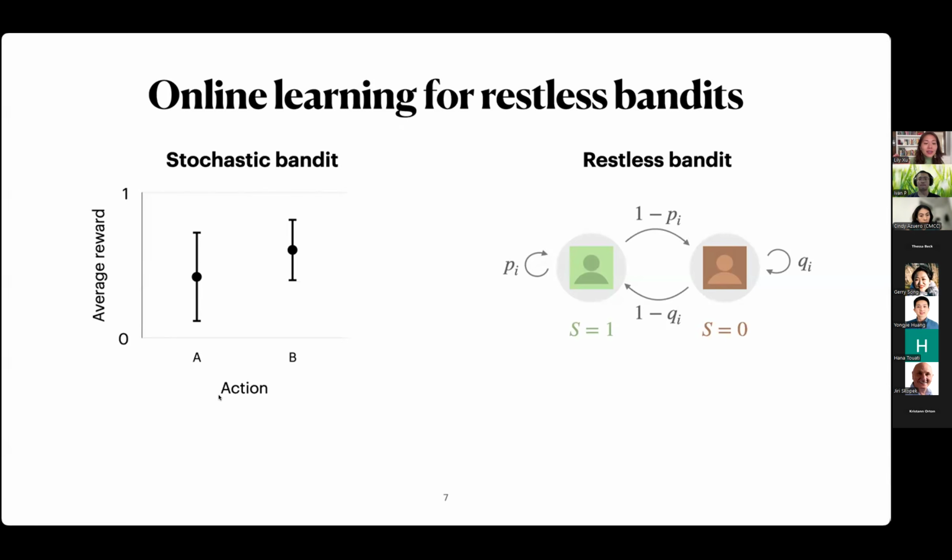So as you can see, we've observed slightly higher average reward for action B than action A, but its uncertainty interval is smaller. And the common approach for addressing stochastic bandit problems is known as UCB, or upper confidence bound approach. And the key idea behind stochastic bandits is this notion of optimism in the face of uncertainty.